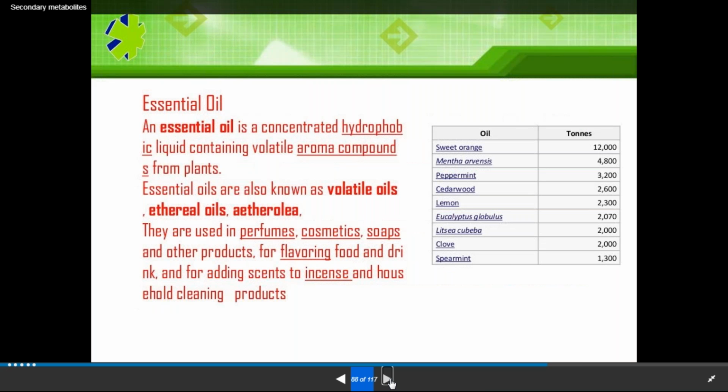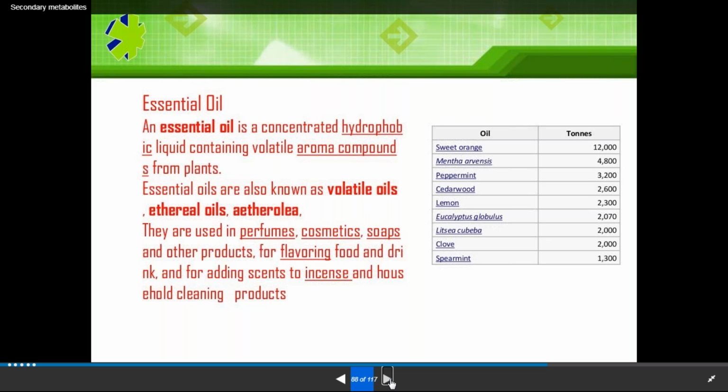Next, you have different types of glycosides like anthracene glycosides, digitalis glycosides, that is, cardiac glycosides. Then you have cyanogenetic glycosides, flavonoid glycosides, isothiocyanate glycosides, and steroidal glycosides. These are the different types of glycosides based on the functional group present.